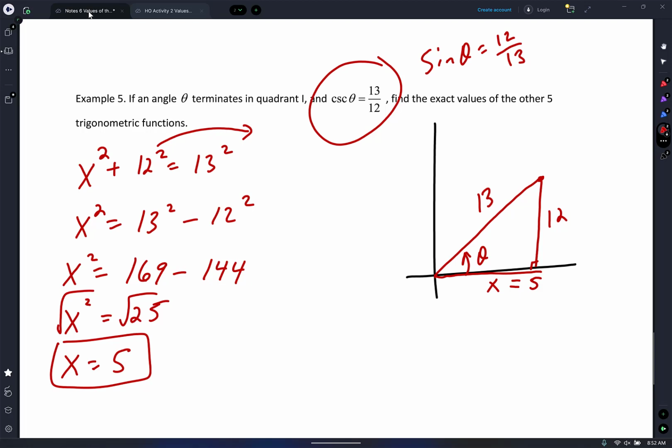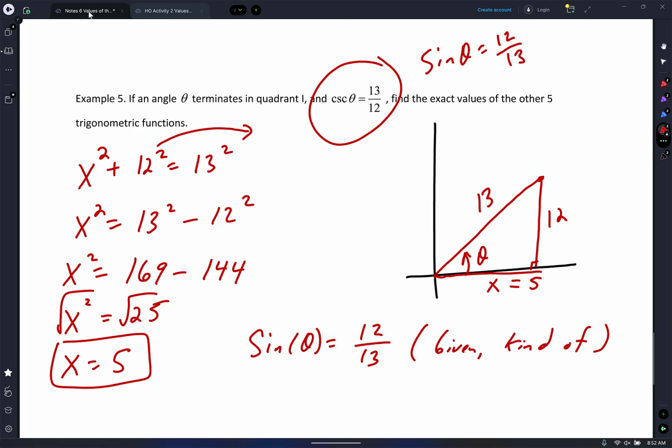And here we go. You guys ready? Sine, or I guess sine was already given, well, kind of. I'll write it anyway. Sine theta equals 12 over 13, and I'm going to write given, comma, kind of.